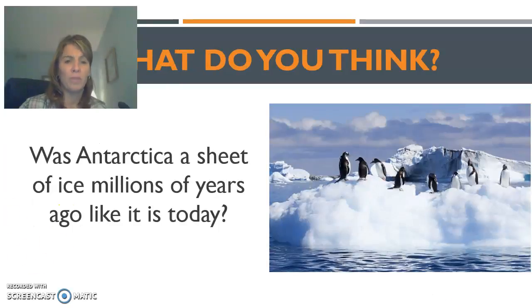So what do you think? Was Antarctica a sheet of ice millions of years ago like it is today? I would say probably not, right? Based on all of those different findings. There were many different plants and animals that lived there. It was a warmer area, and it could have been connected to other land masses.